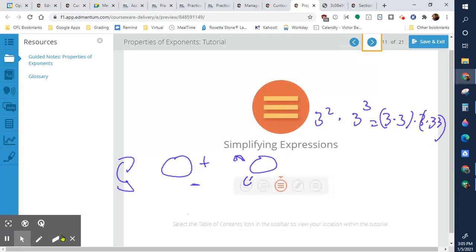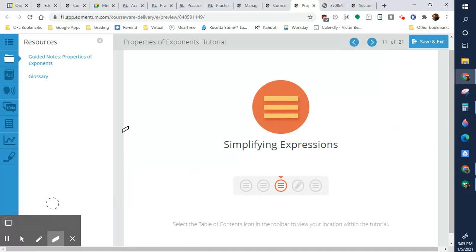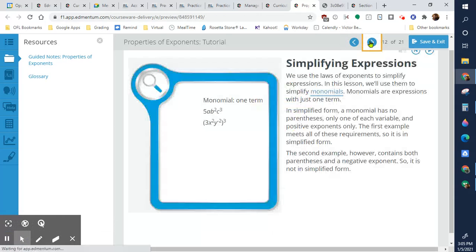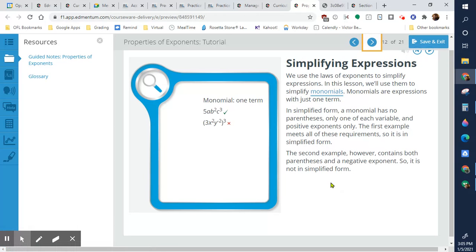All right, let me clear the board. So we're going to simplify expressions now. So, simplifying the expressions: one term. In other words, when we want one term, every base should have an exponent. So this 5 technically has an exponent of 1. Now, if we look here, this exponent doesn't have a base, so it is not simplified. You're going to want to distribute that 3 over so we can simplify this.